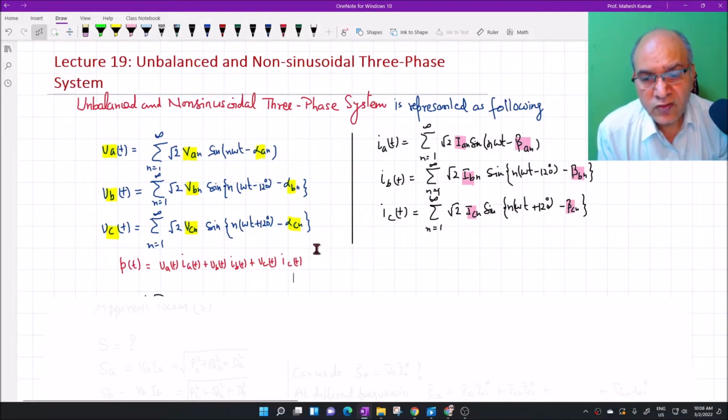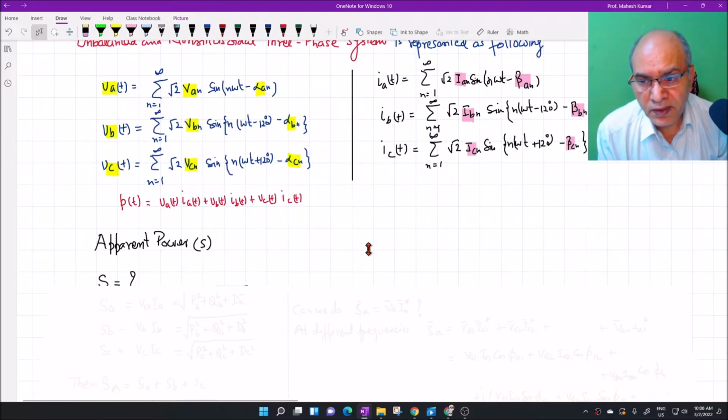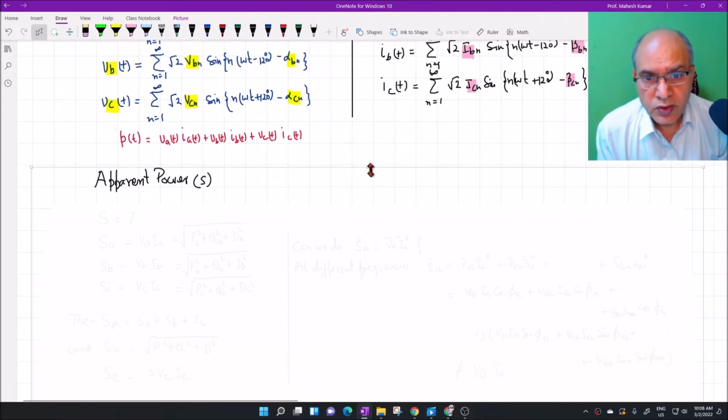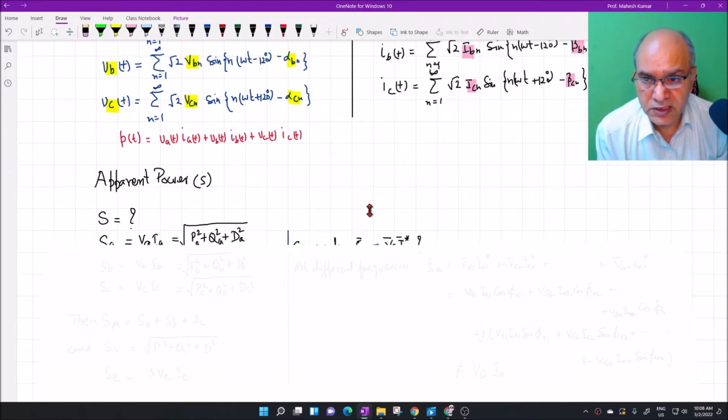From that, we also have found the total real power and the reactive power, capital P and capital Q, in terms of the phase real and reactive powers. Today we will continue the same discussion to find out the apparent powers, or different kinds of apparent powers, for this system and then the power factor based on this.